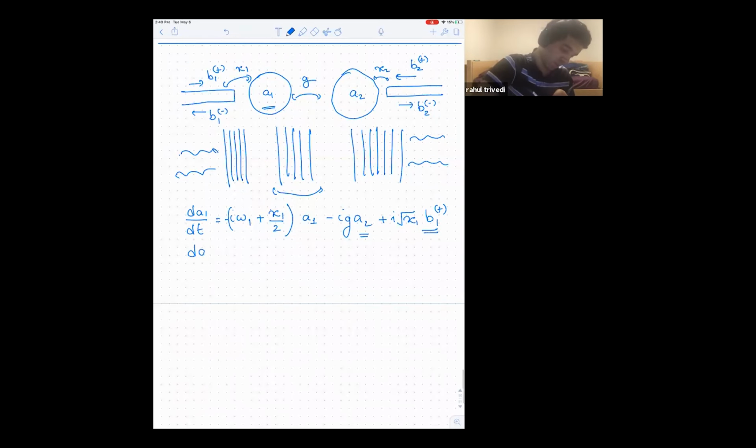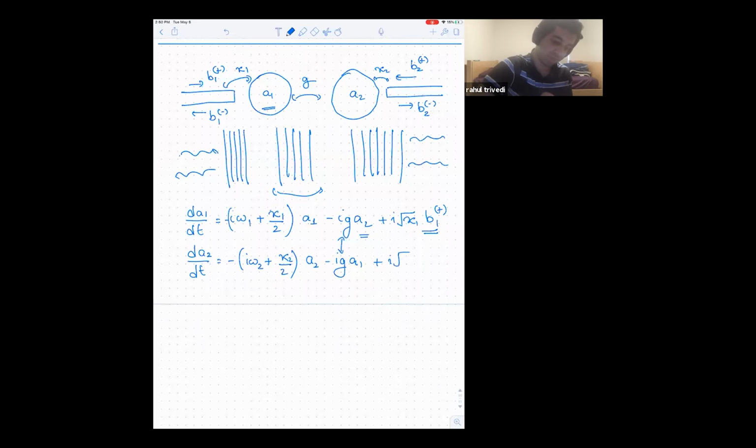And similarly, you can write down dA2/dt is minus i omega 2 plus kappa 2 by 2 times A2, minus i g A1. Well, why are these equal? That's in your homework, so I will not tell you why these are equal. But if you solve part A of your homework problem, of the coupled mode problem, you'll understand why these are equal. And then you have coupling from the second waveguide. So you have i times square root kappa 2 B2 plus, right?